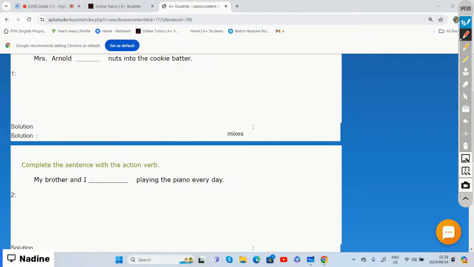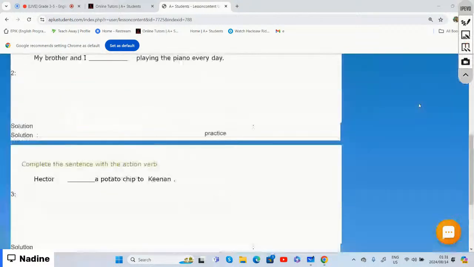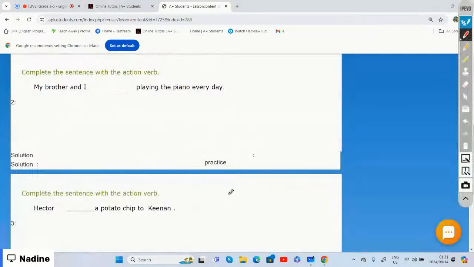Action verbs. And then the last one, and then we're going to our test. It says Hector, a potato chip to Keenan. Do we say offers or offered? Offer or offered?